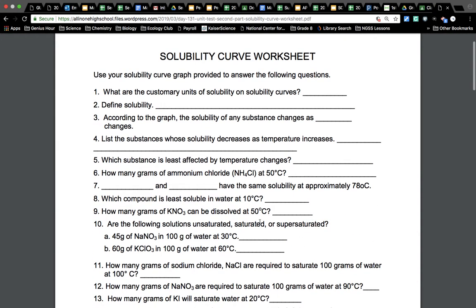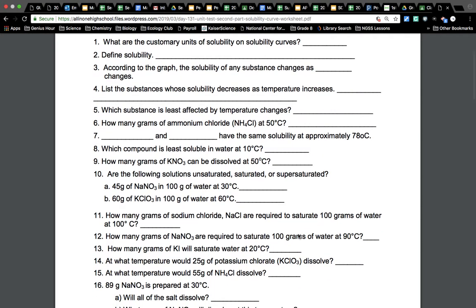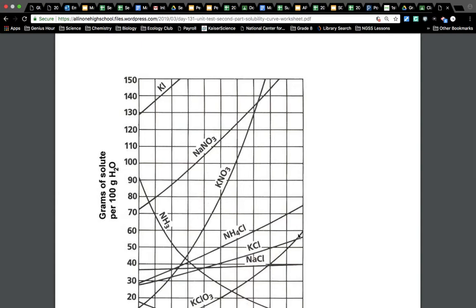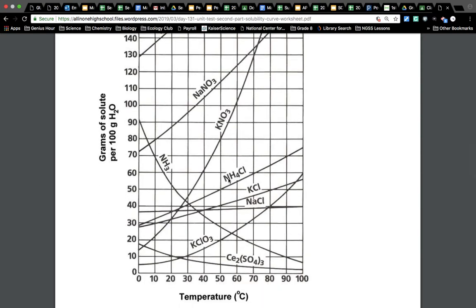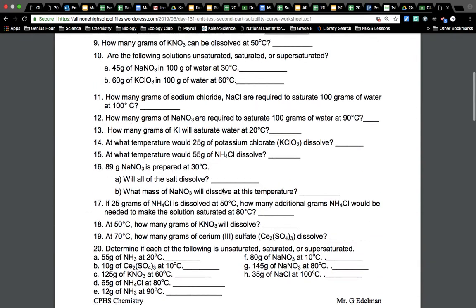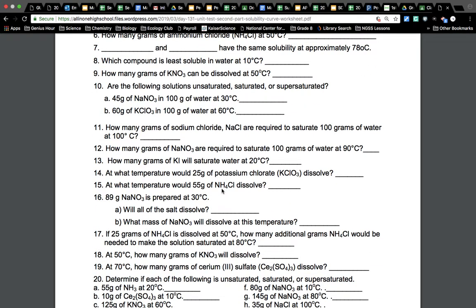6, how many grams of ammonium chloride, NH4Cl, will dissolve at 50 degrees Celsius? So this says, can you read a graph? So ammonium chloride, where's that? Well, that's this line here, and at 50 degrees Celsius. So all I need to do is go down here from 50 degrees, read up, so it looks like it's 50 grams. 50 grams, okay, that shouldn't be too bad.